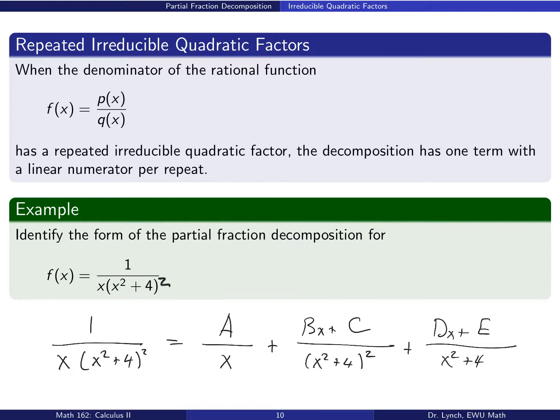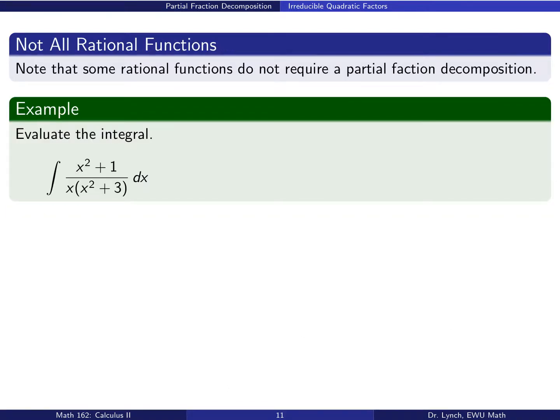Okay, one last comment here. It turns out that not all rational functions require a partial fraction decomposition. Here's an example of one that doesn't. In order to see why it doesn't, let's have a look at the denominator here and rewrite it a little bit by multiplying out the denominator. Now, one could use a partial fraction decomposition on this.